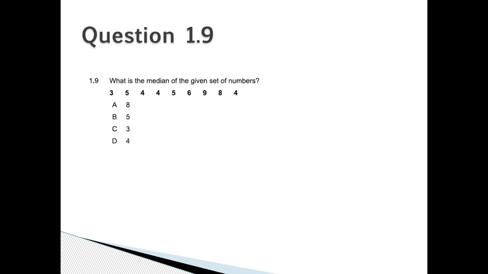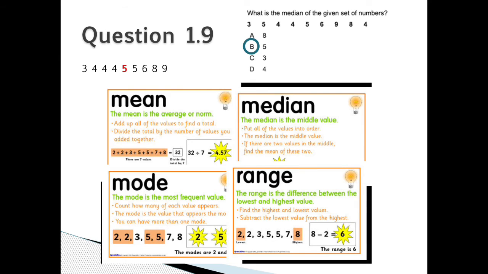Question 1.9. What is the median of the given set of numbers? You're given 3, 5, 4, 4, 5, 6, 9, 8, and 4. Is it A 8, B 5, C 3, or D 4? Your step 1 will always be to order the numbers from smallest to greatest. The median is the middle value. In this case, the answer is 5.